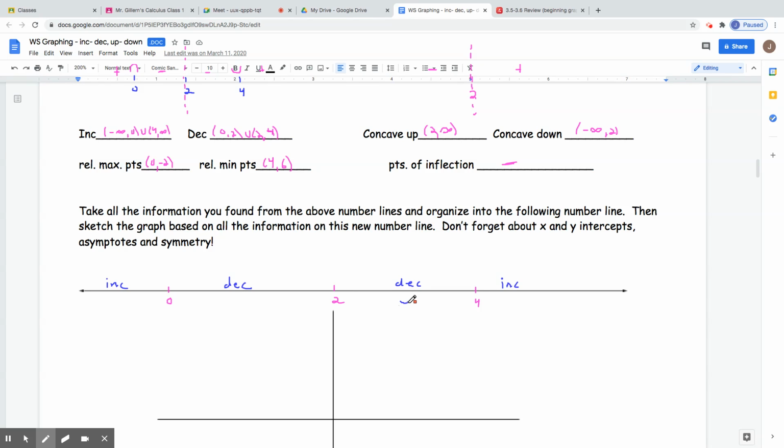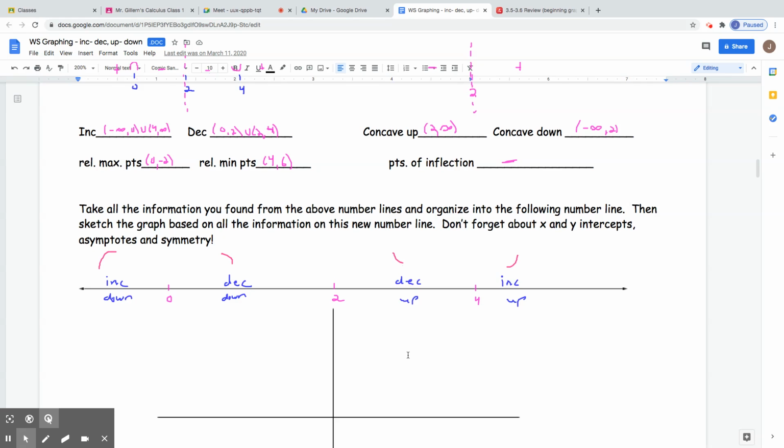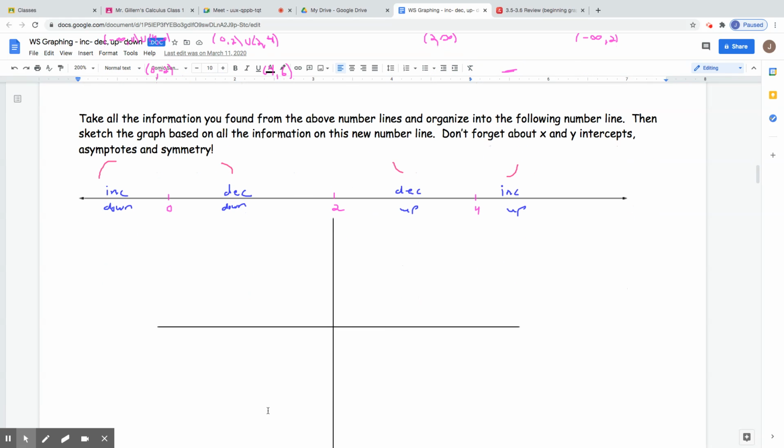It was concave up greater than 2, and it was concave down less than 2. All right, remember the curves: increasing and down, decreasing and up, increasing and up. Okay. So now to actually graphing it.